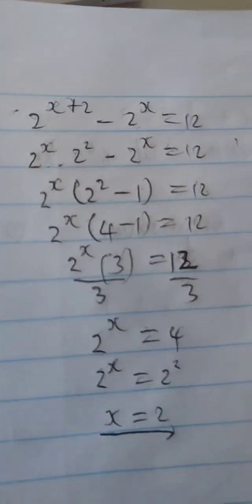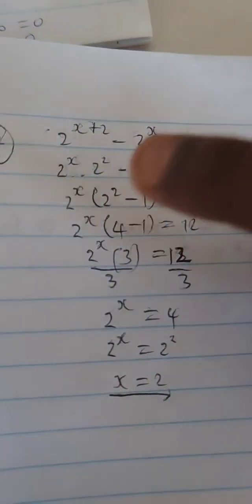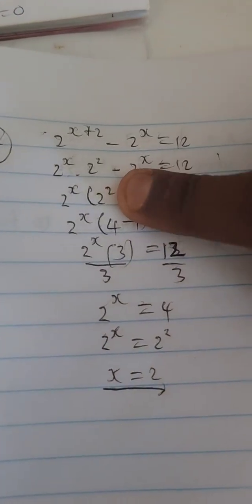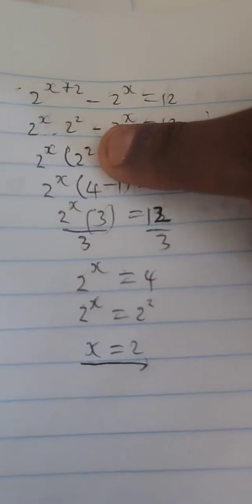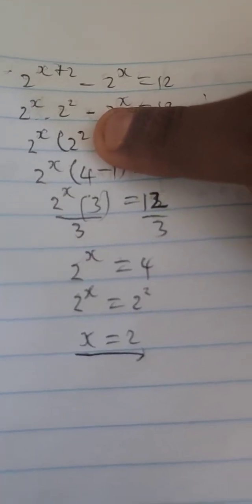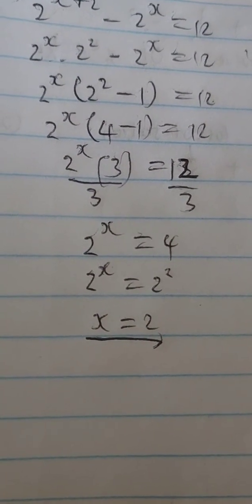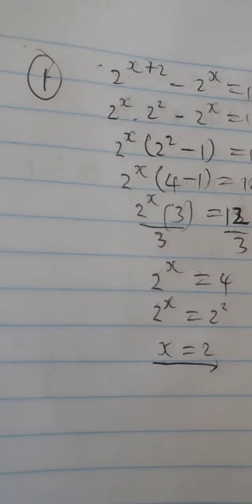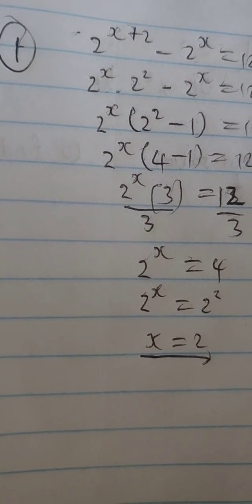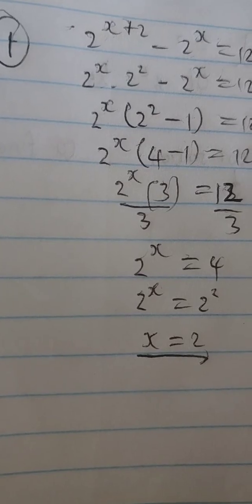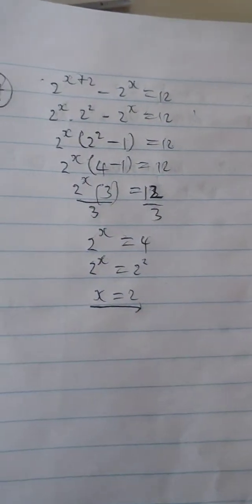I don't know how many times in my lifetime of marking learners I've seen this happen, where learners forget to put the negative 1 and they simply write 2 to the power 2 inside the bracket, and then it messes up everything. It really does. Okay, so let's be careful about that.